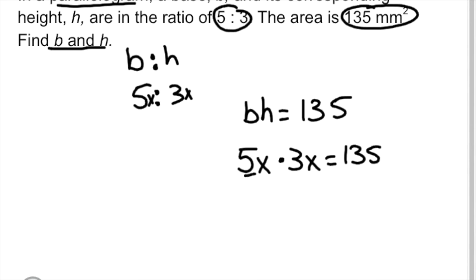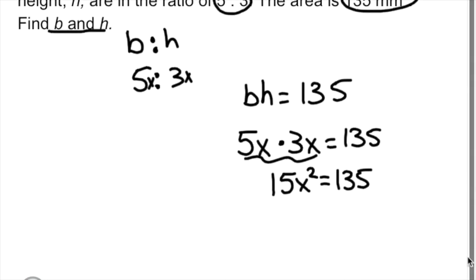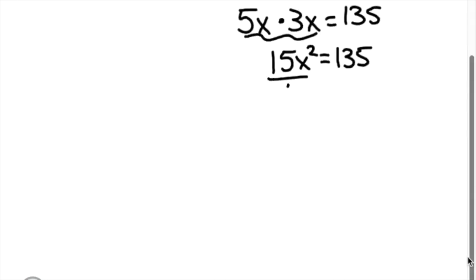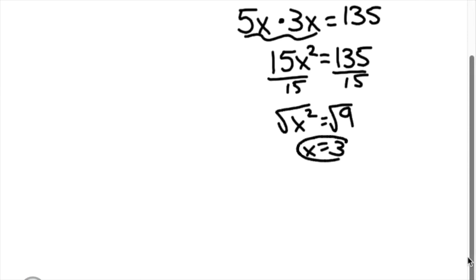Right here, if you multiply these together, 5 times 3 is 15, x times x is x squared. So then I can solve this by algebra. So I'm going to divide both sides by 15. X squared is then 9. Take the square root of both sides to figure out that x is 3. So x is 3 is not the answer, but that helps a whole lot. Back to what I said. The ratio is 5x to 3x, or 5 to 3.